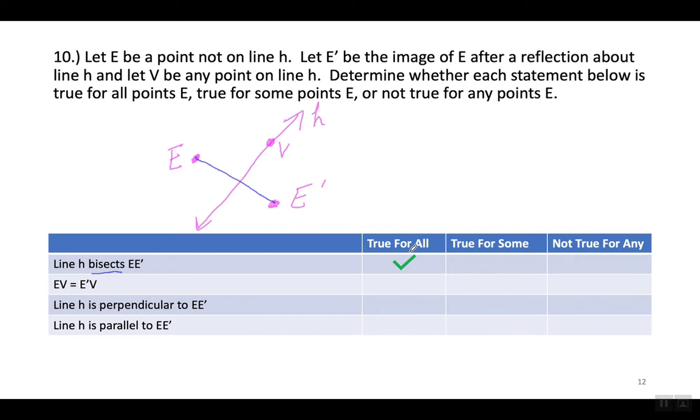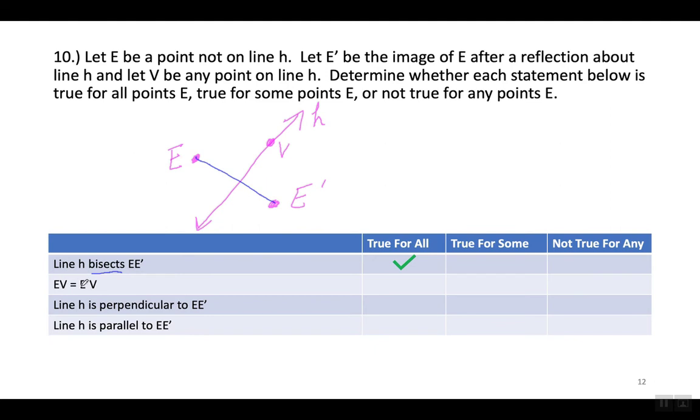Line H bisect. Struggling a little translating that to Spanish. Give me 1 second. I'm just thinking real quick. Determine whether each statement below is true for all points E.